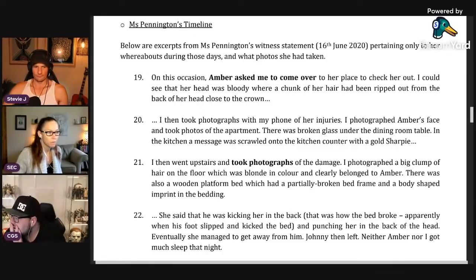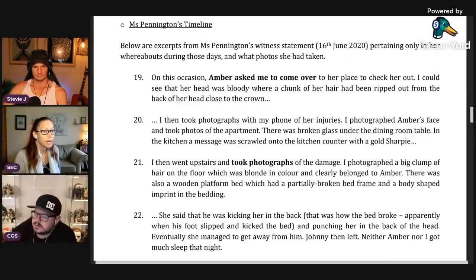Miss Pennington's timeline. Below are excerpts from Miss Pennington's witness statement, June 16th, 2020, pertaining only to her whereabouts during those days and what photos she had taken. On this occasion, Amber asked me to come over to her place to check her out. I could see that her head was bloody. A chunk of her hair had been ripped out from the back of her head close to the crown.